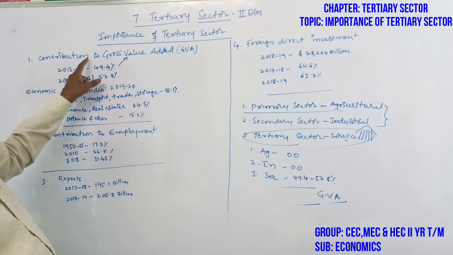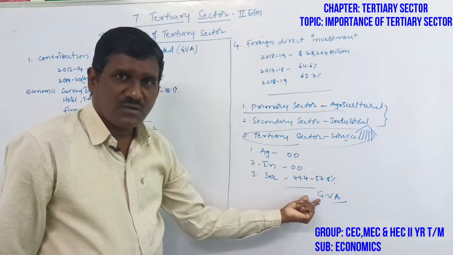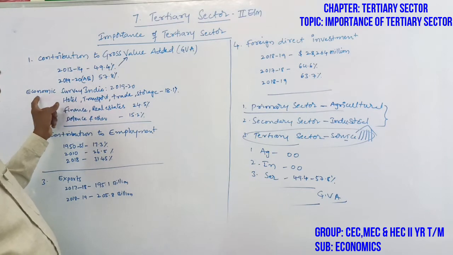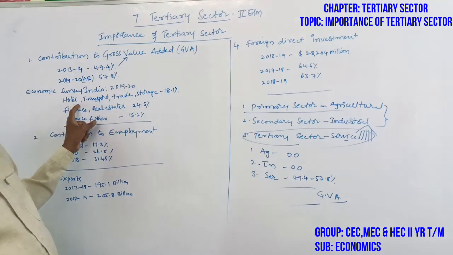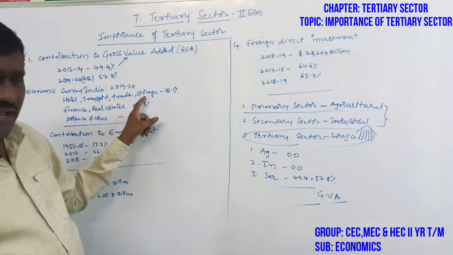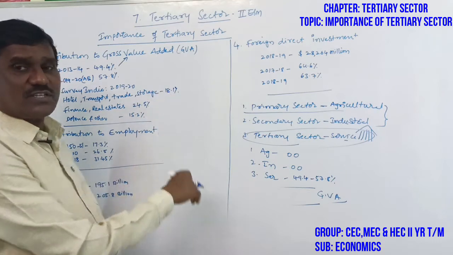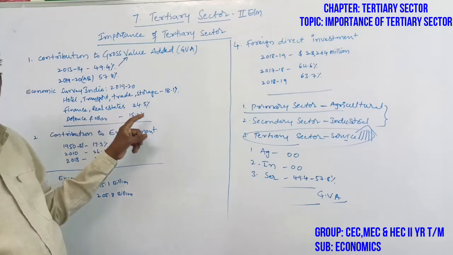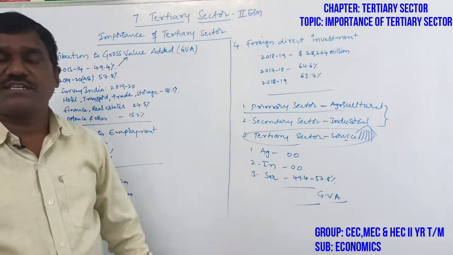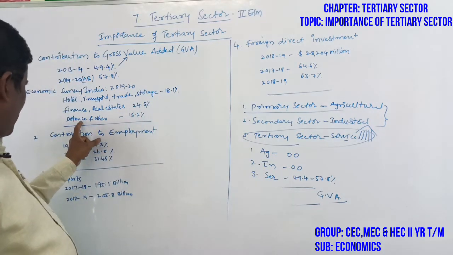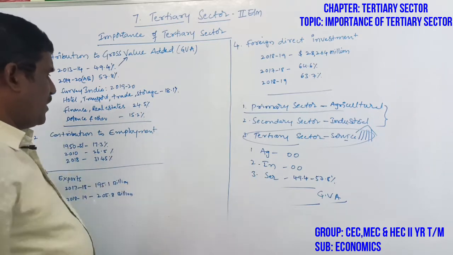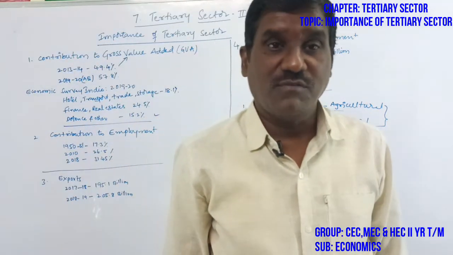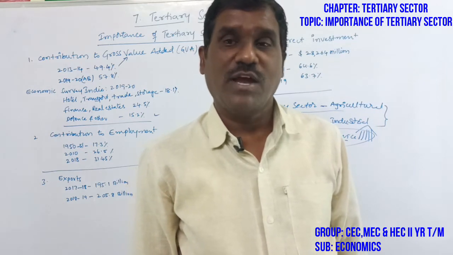See here, contribution to gross value added, gross value contribution from the service sector. So this is a census. Economic Survey 2019-20: total transport, trade, communication, storage is only 18.1% income from these sectors. And finance, real estate is contributing only 24.5%. And defense and other services are contributing 15.2%. Okay, so this is the contribution of the service sector to gross value added.